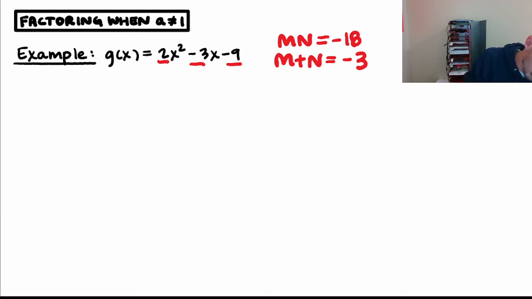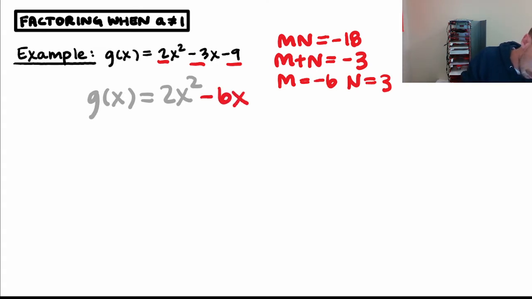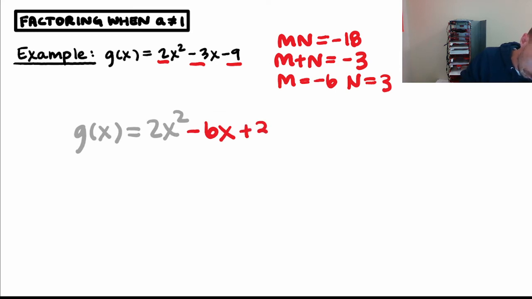And what I'm going to do is go over here and say g of x equals 2x squared. That stays the same. But I'm going to split up the -3x into the -6x and the +3x. I didn't actually write this out, but I'm going to let m equal -6 and n be +3. That fits those equations. So I'm going to say -6x plus 3x, and then I still have that -9. And then what I'm going to do is group and factor.